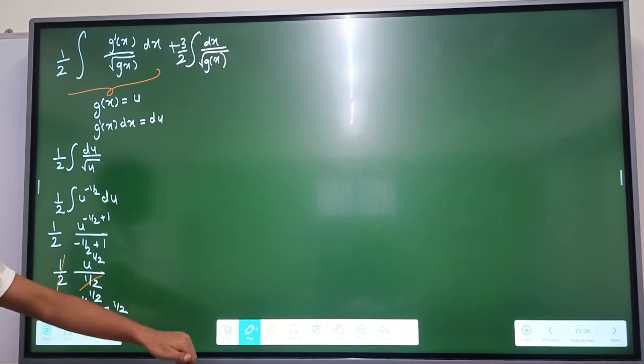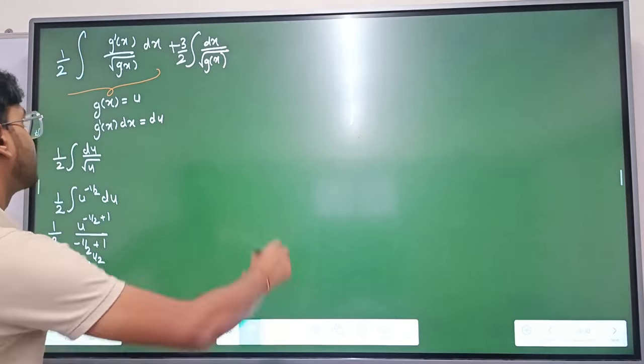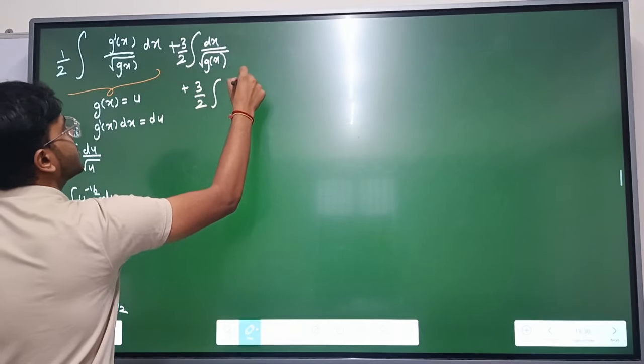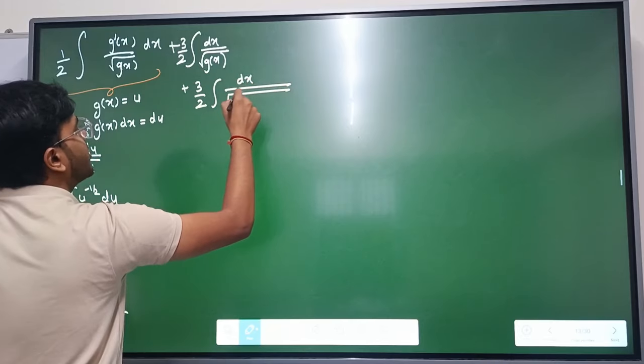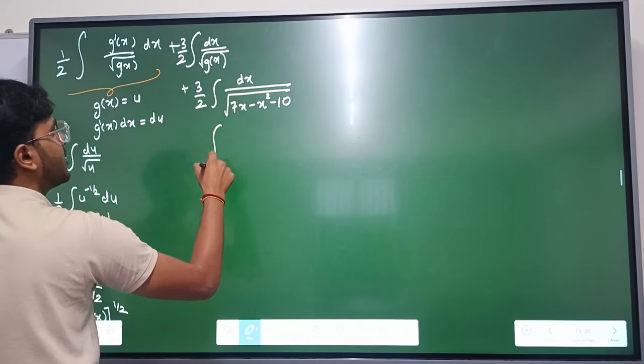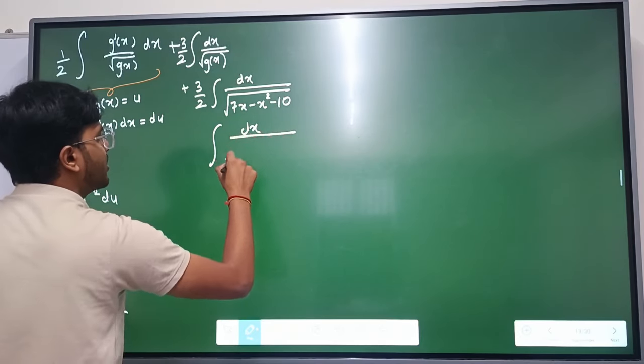G of x was that quadratic. So at last we'll substitute that quadratic. Now let's solve this. Plus 3 by 2 integration dx by, here we have a quadratic 7x minus x square minus 10. So I need to make a whole square here. How can I make a whole square?